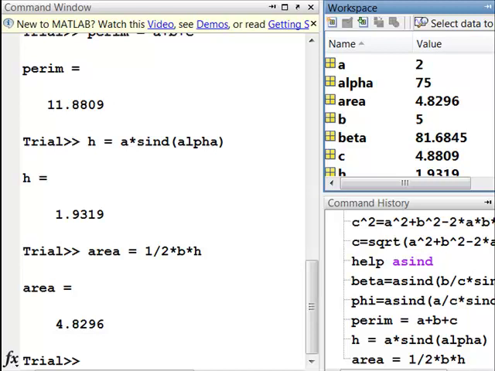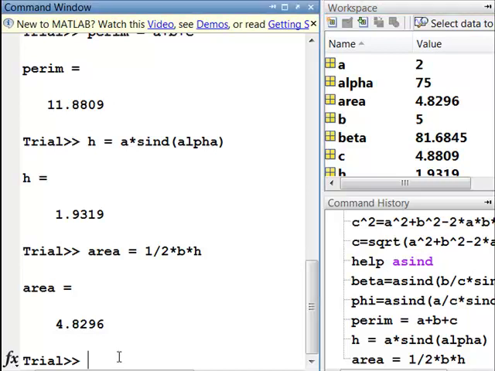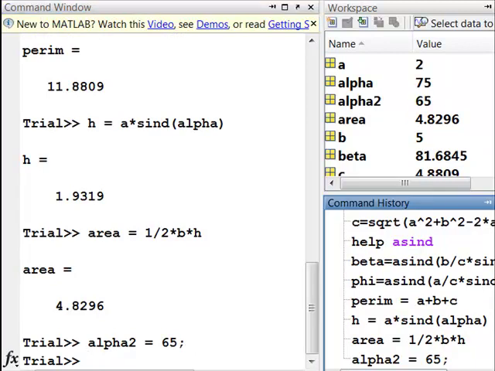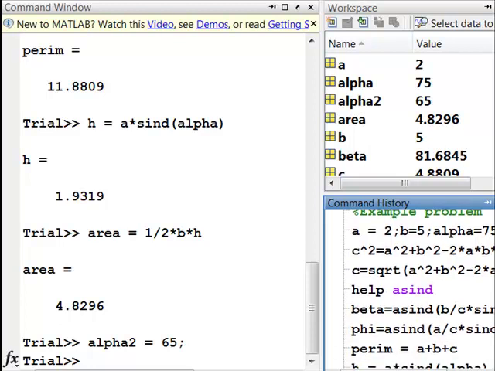And then the last part of the problem was to do all this again, but change the angle to 65 degrees. So what I want to show here is how quickly we can do that. Now that I've got these answers, what I'm going to do is create an alpha 2 and call that 65 degrees. So that's going to be 65. And then we can just use our command history now to go through and do all the same calculations, but now using alpha 2.